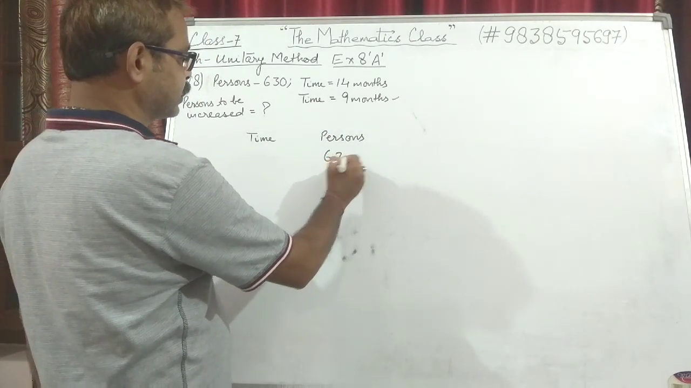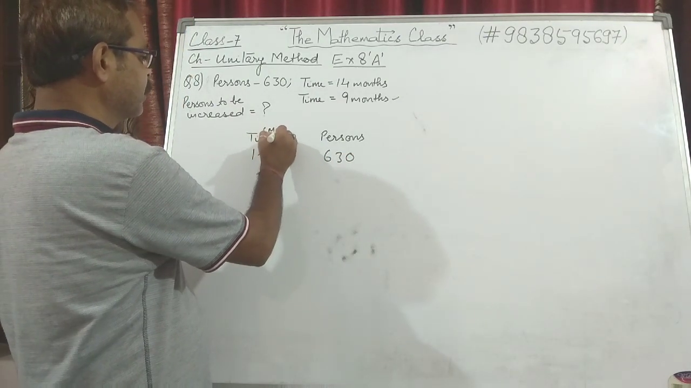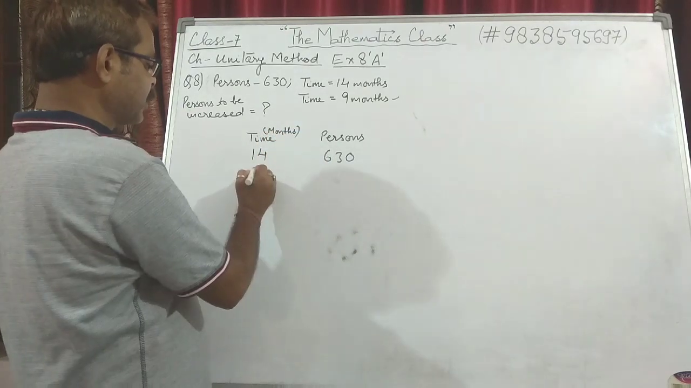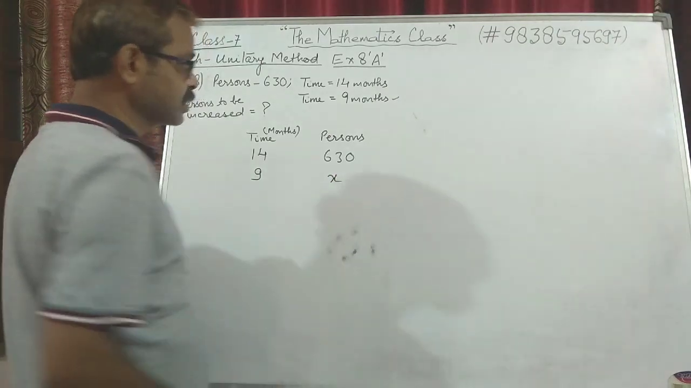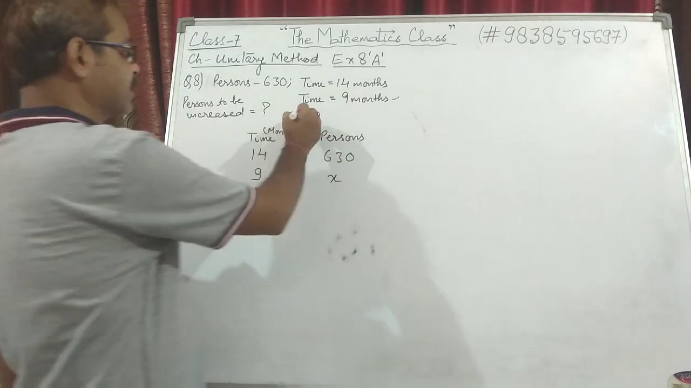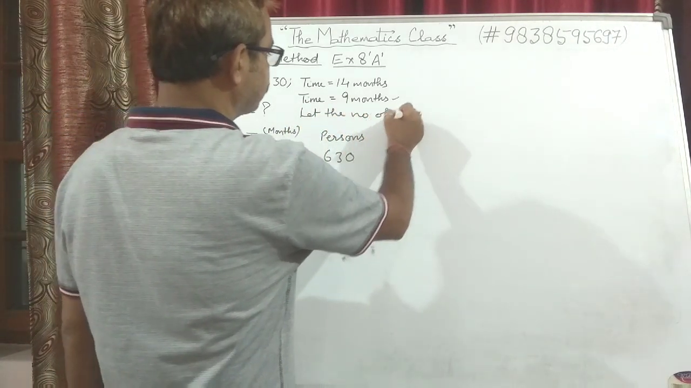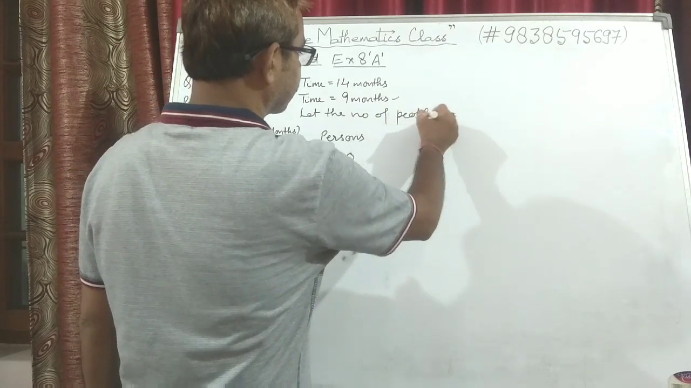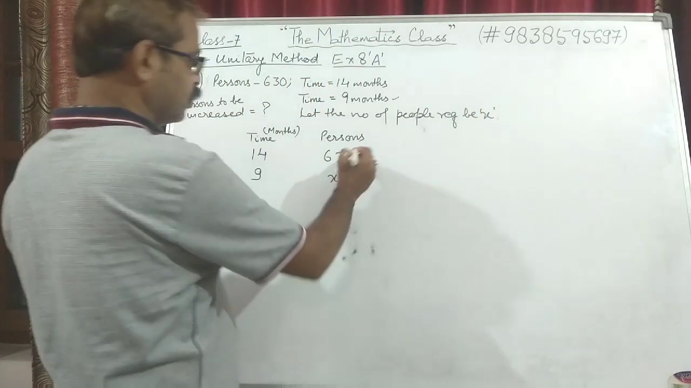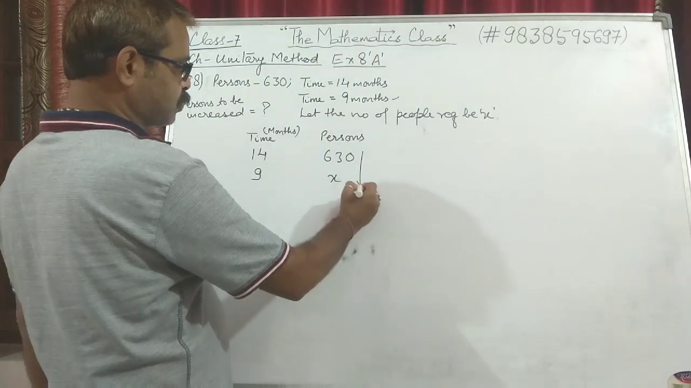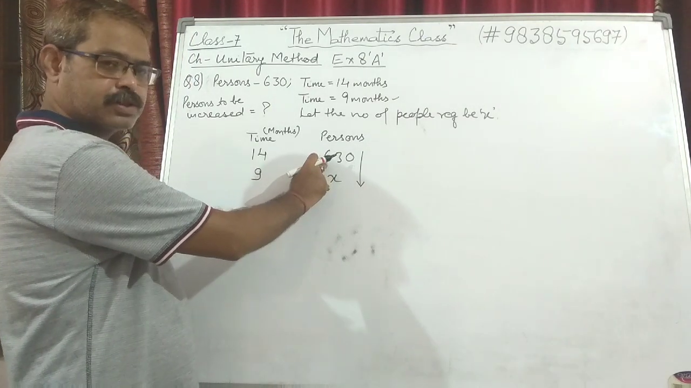Initially he had 630 persons and the time was 14 months. Here, if you want, you can write months also, but now he has to complete the job in 9 months. So let us assume that the number of persons required is X. Let the number of people required be X. We always place an arrow towards X. Now in 14 months' time 630 people will do the same job.